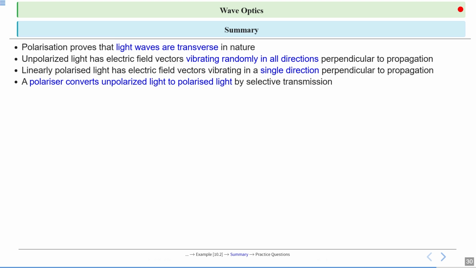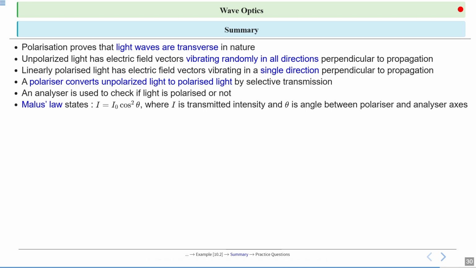Introducing the polarizer, which is a device that converts unpolarized light into polarized light through selective transmission, by allowing only certain orientations of the electric field vector to pass through. A polarizer effectively filters the light, creating a more uniform wave. We have the analyzer, which is used to determine whether the light is polarized. By rotating the analyzer and observing changes in the light intensity, we can confirm the presence and orientation of the polarization.